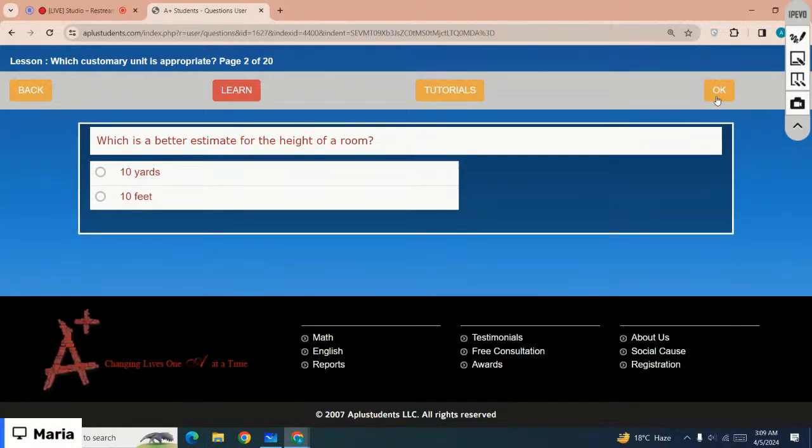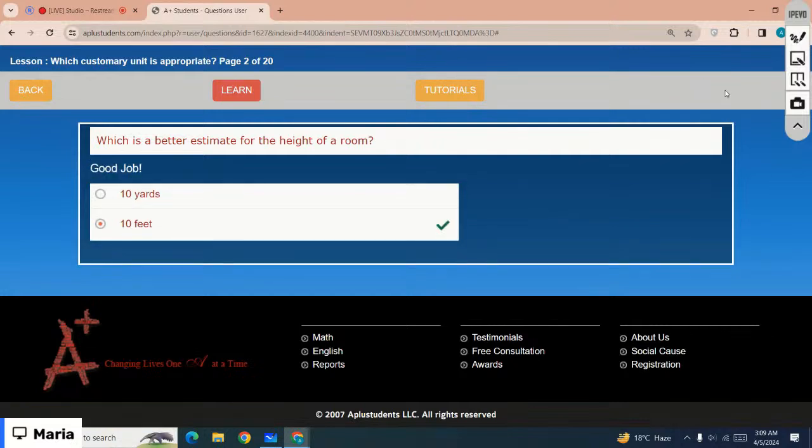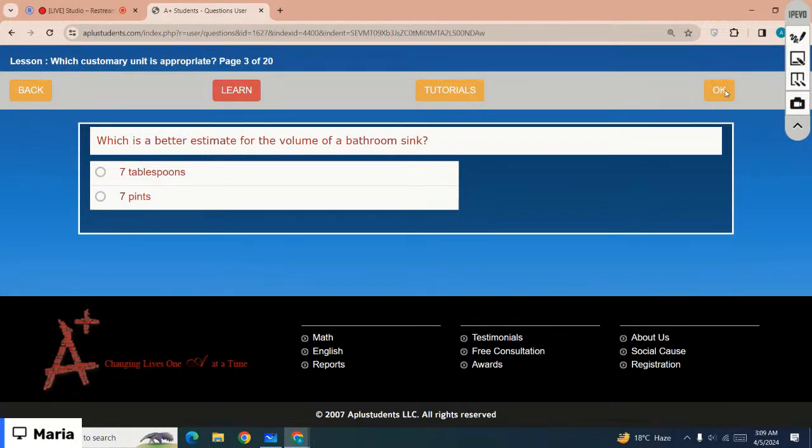Which is a better estimate for the height of a room? So, which is the correct option? That is just the height of the room, right? So, that would be 10 feet. 10 yards is too much for the height of a room. The correct option is 10 feet, right? Usually, the heights of the room are measured in feet.